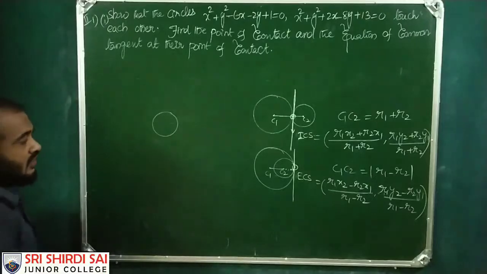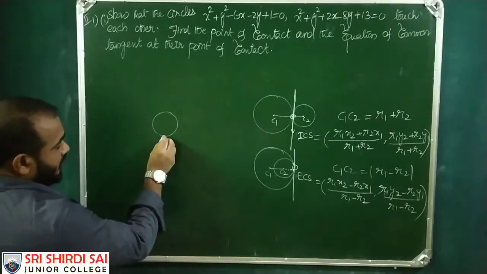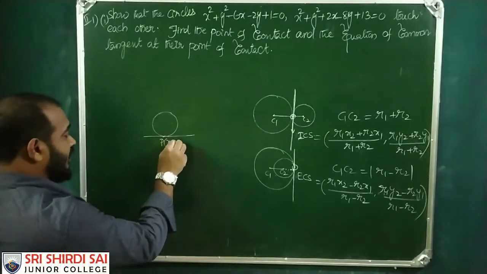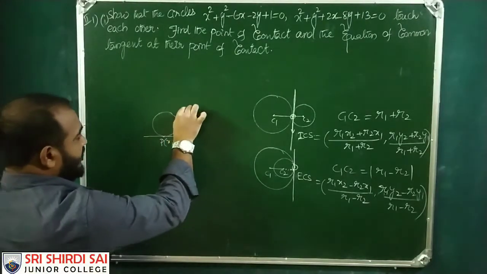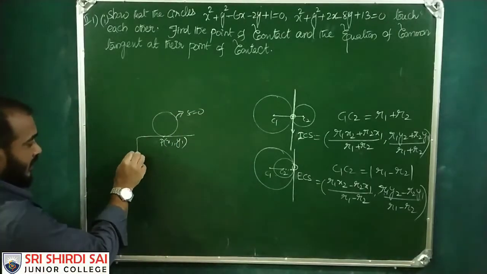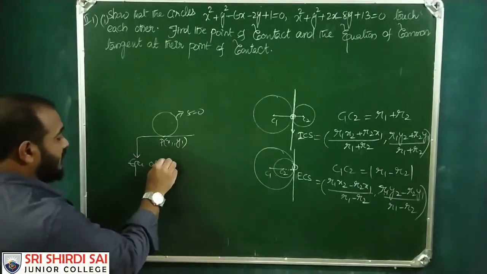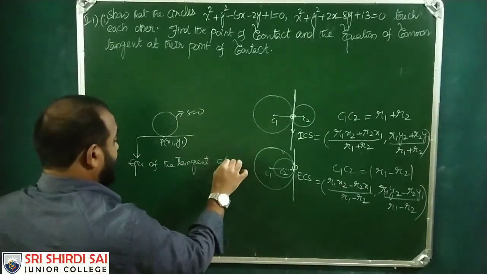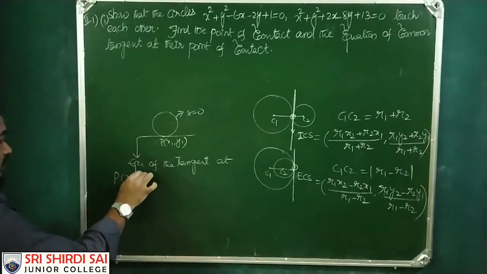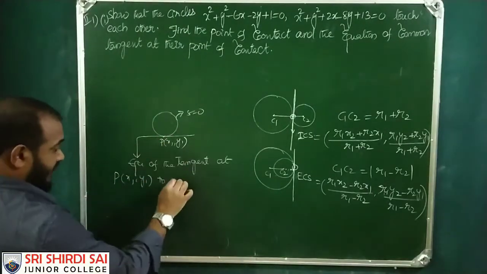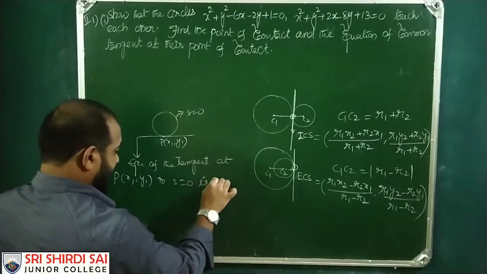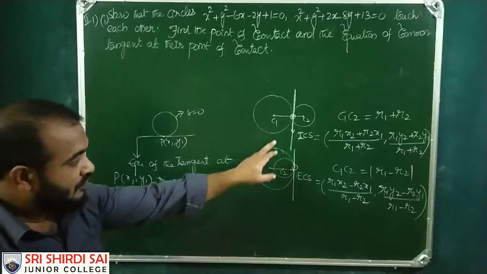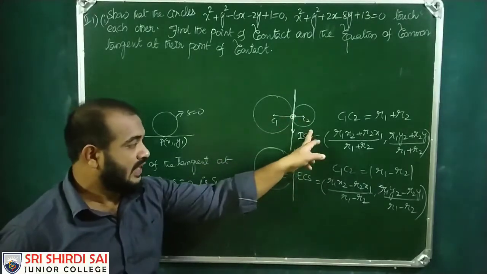So this is the circle and this is the point. This is the equation of the tangent. For example, this is P(x1, y1) and this is S equals 0. Then the equation of the tangent at P(x1, y1) to the circle S equals 0 is S1 equals 0. So this is the point which we are going to find out through like this or this.